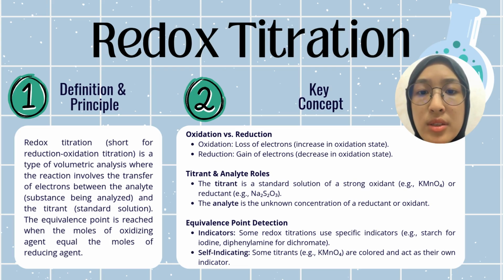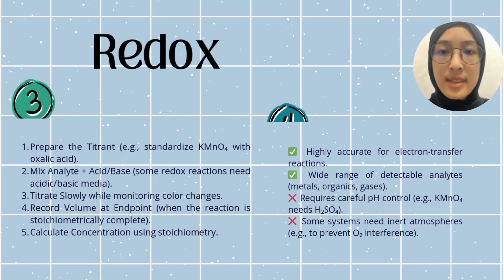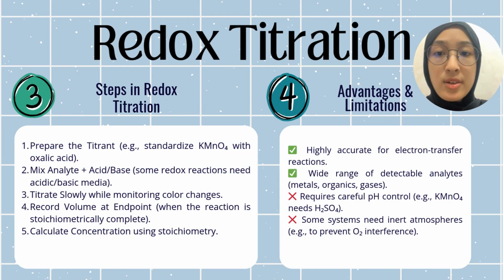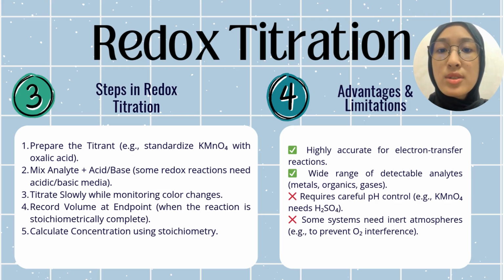For equivalence point detection, some redox titrations use specific indicators, such as starch for iodine, and for self-indicating, some titrants, such as potassium permanganate, are colored and act as their own indicator. The steps for redox titration are: number one, prepare the titrant; number two, mix the analyte with an acid or base; third, titrate slowly while monitoring color changes; fourth, record the volume at the endpoint; and lastly, calculate concentration using stoichiometry. And now the advantages and limitations.